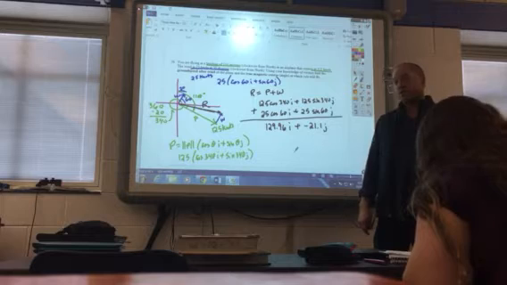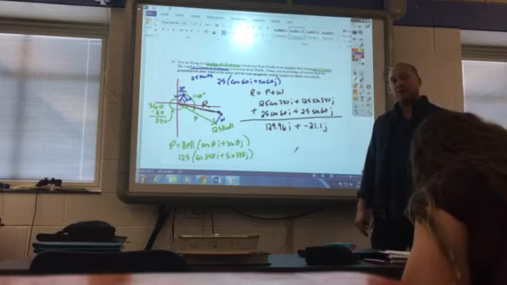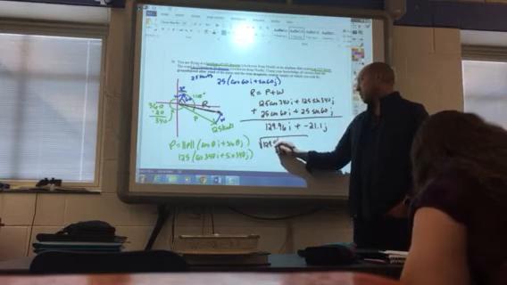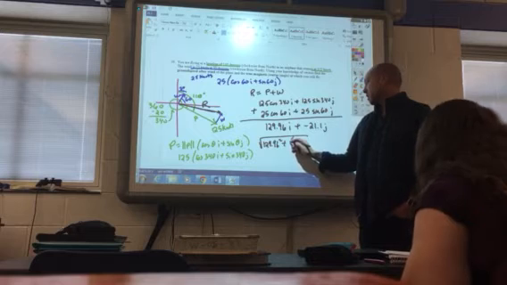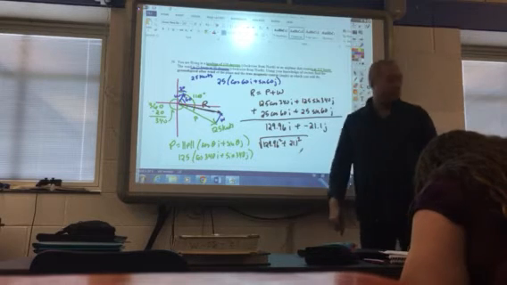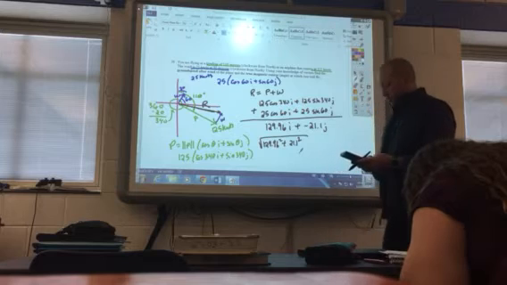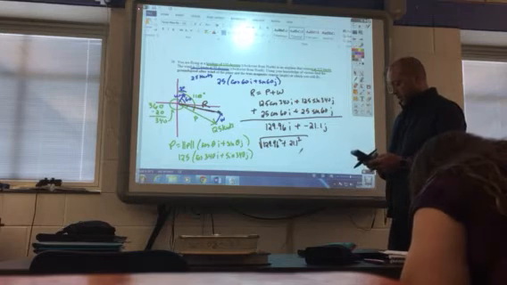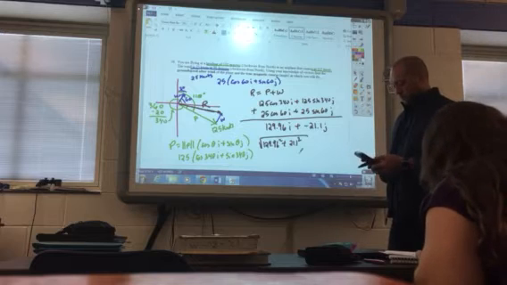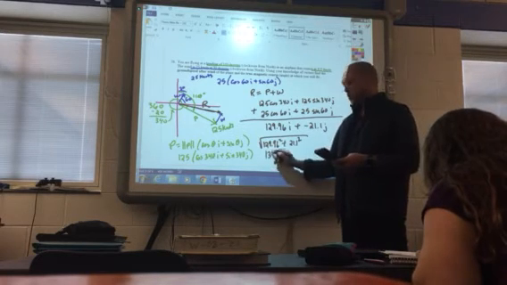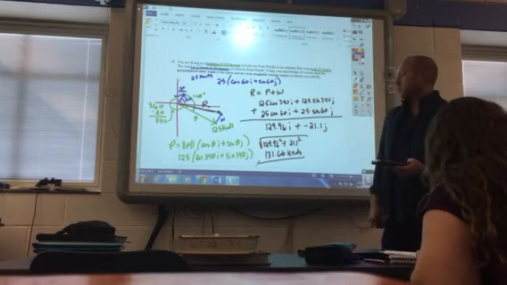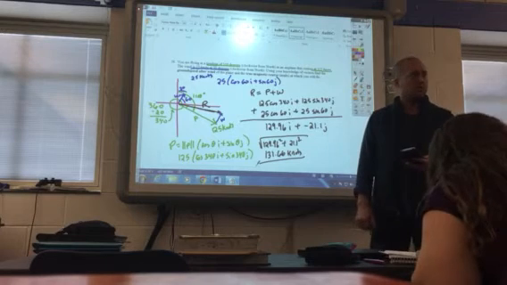The problem, though, is asking for our magnitude and our angle. So magnitude: square root of 129.96 squared plus that 21.1 squared. Square negative is positive. And square root. I'm getting 131.66 knots. Actually, include units. There's the magnitude. So it actually is going faster.